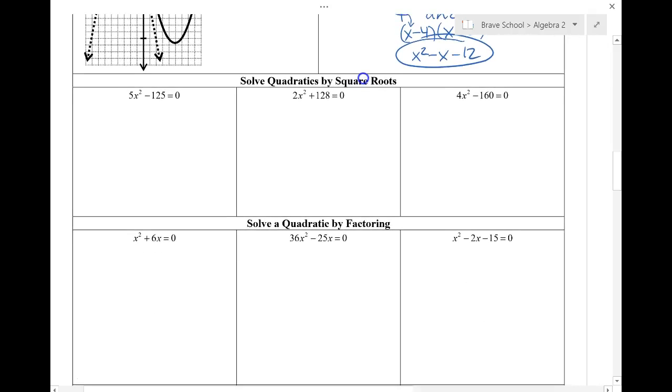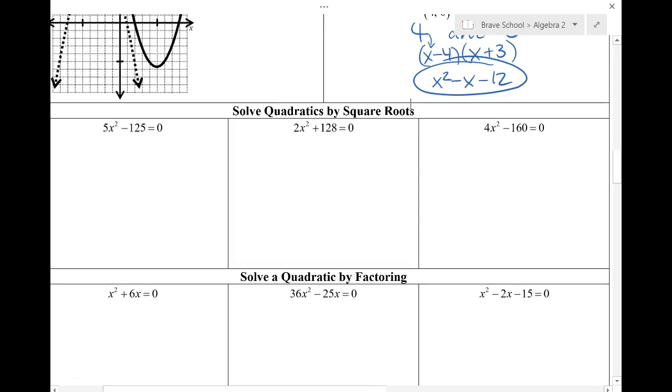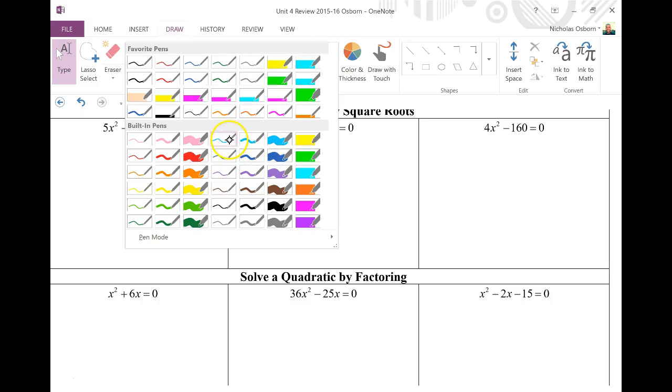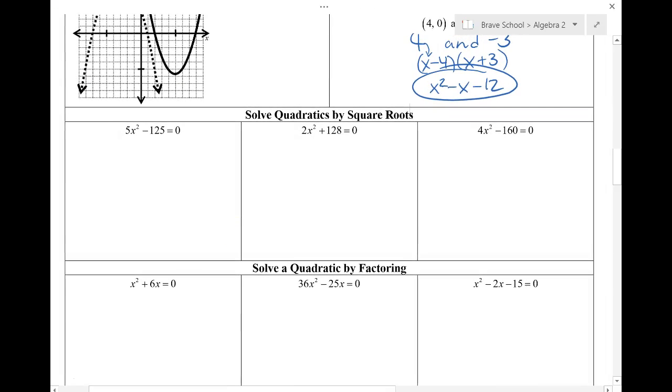Alright, let's move on to this here, solving quadratics by square roots. Okay, I'm going to choose a new color here. Let's do this purple color. That's cool. Okay, so we're going to use square roots in order to solve this. Now, just a little note, when we square root something, don't forget the plus minus. Okay, because if you square something, there's two solutions, not just one. It'll be a positive one and a negative one.